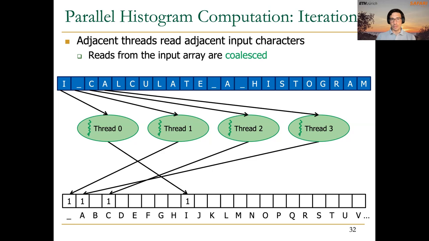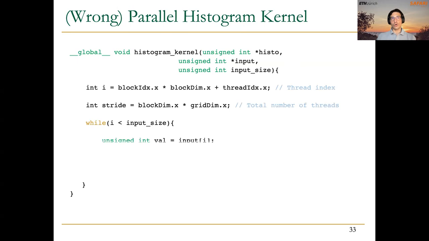So for example, thread 0 is reading this I from memory, so it goes and increments the corresponding bin I in the histogram, or thread 1 is reading one space, so it goes and increments the bin corresponding to the space, and so on. And this is the corresponding code to this parallel implementation.